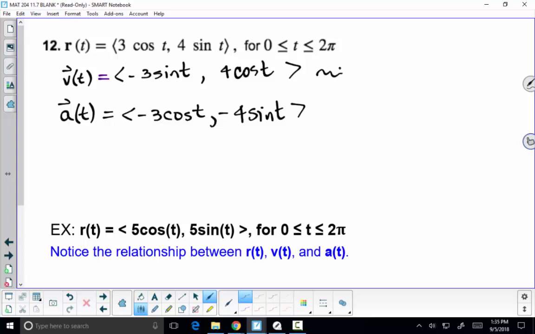You can do that. We can find the speed of this parameterization by taking the square root of the sum of the squares. So 9 sine squared of t plus 16 cosine squared of t. Huh, that's a little squirrely. We can't simplify that, so that's our speed. It's a variable speed depending on t. So that means it's not constant. That's right. Exactly. The velocity is not constant. The acceleration is not constant.